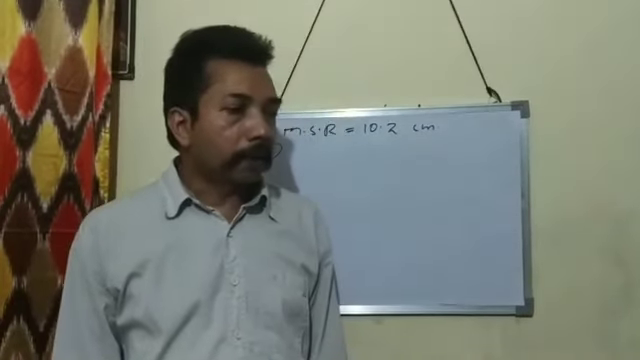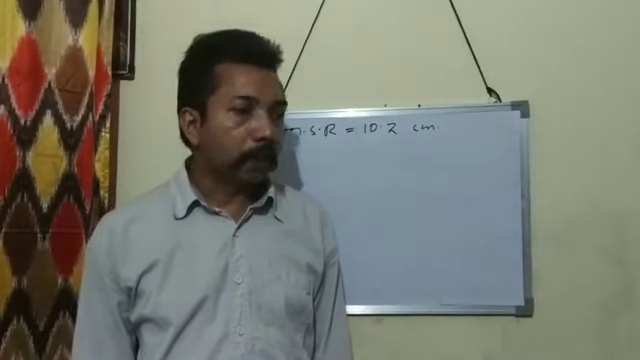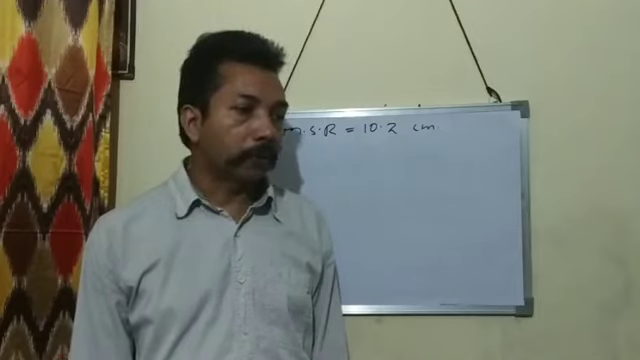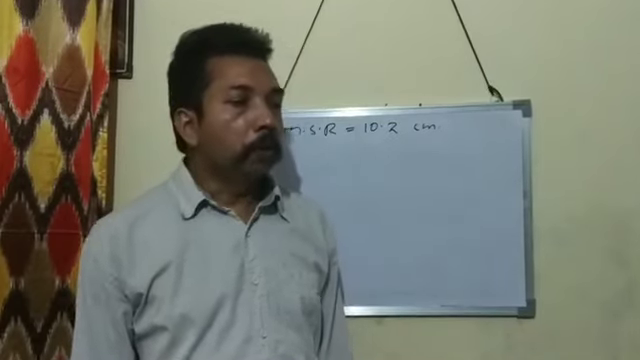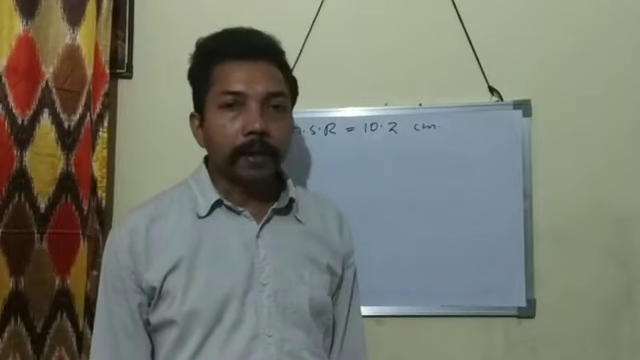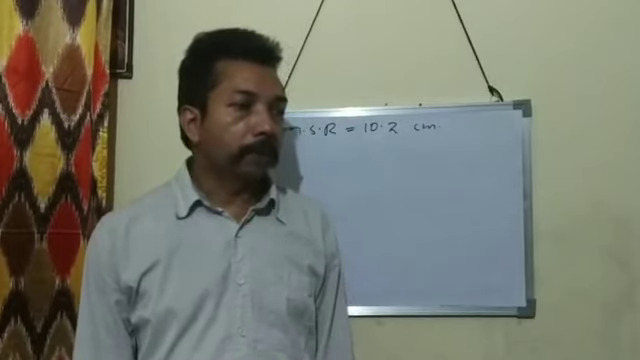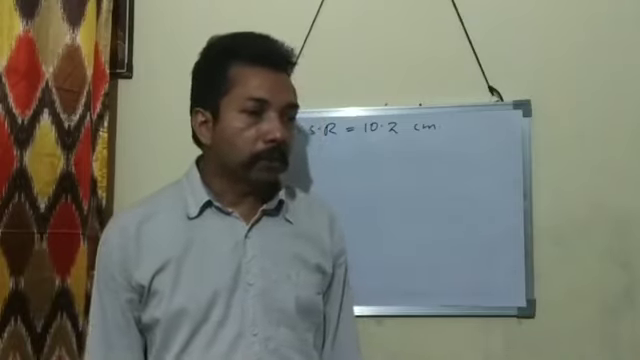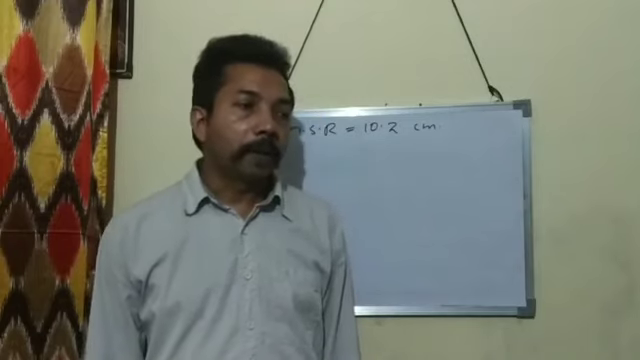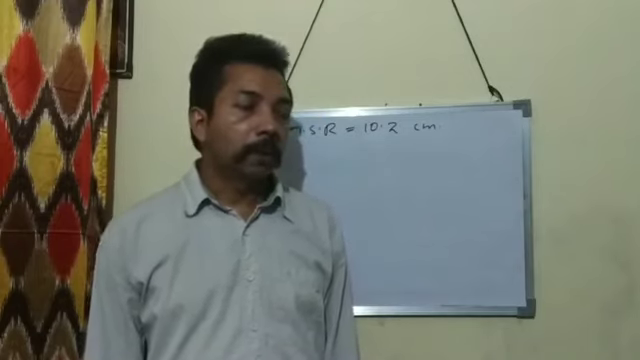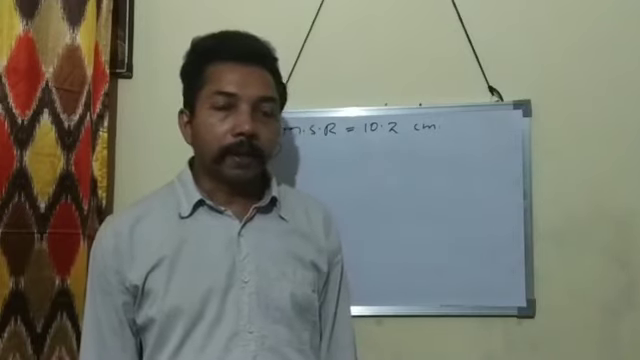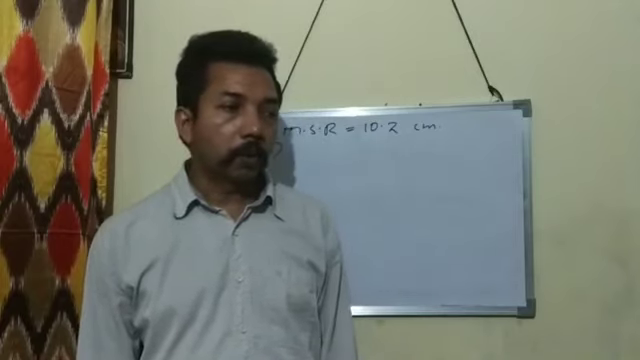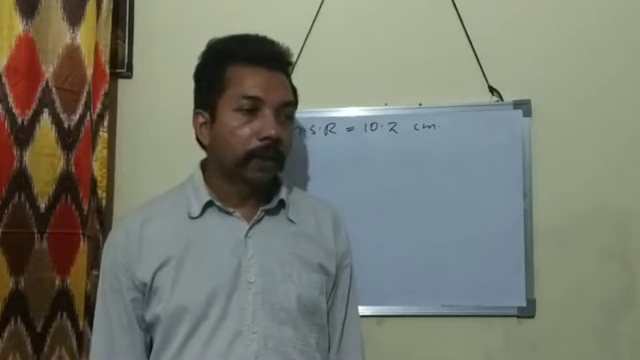Now second one: which reading of vernier scale coincides with the main scale? You see the diagram carefully. First division of the vernier scale is 0 of the vernier scale. 0 of the vernier scale is not coinciding with the main scale division. First division is not coinciding, second division is not coinciding, third is not coinciding. So go through it.